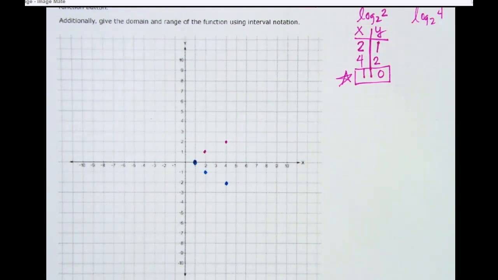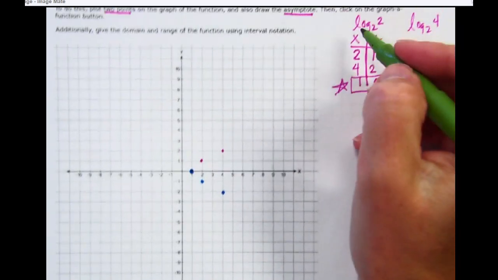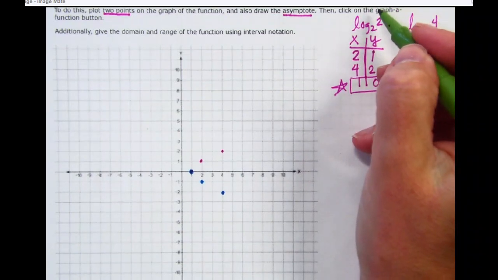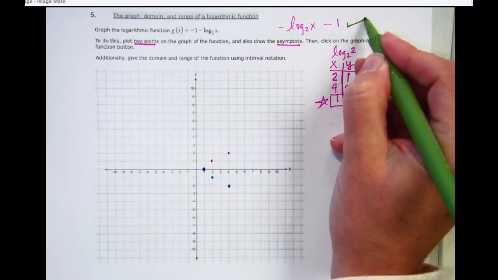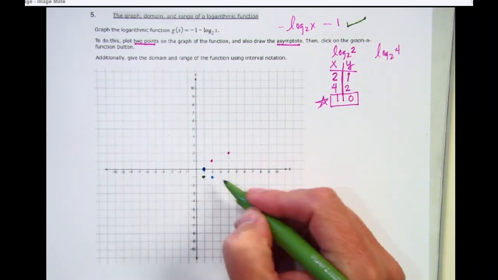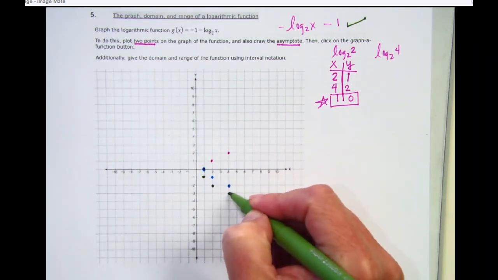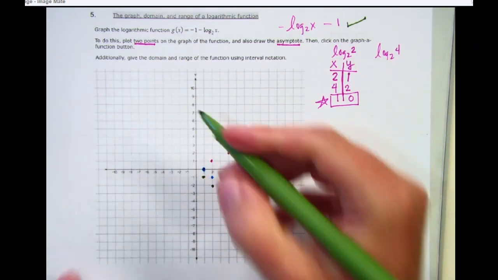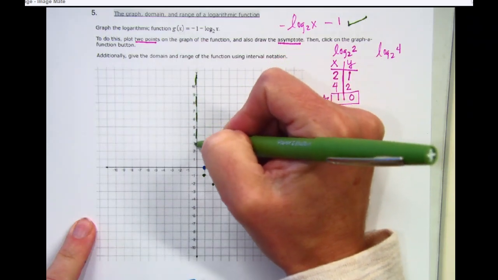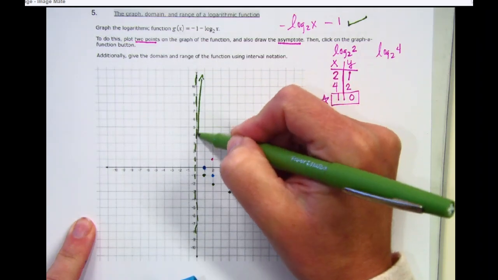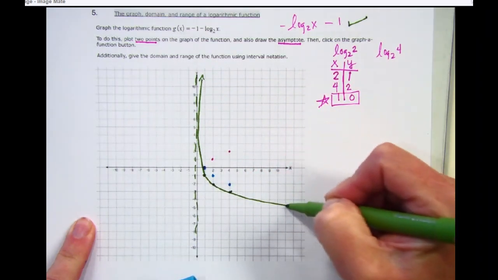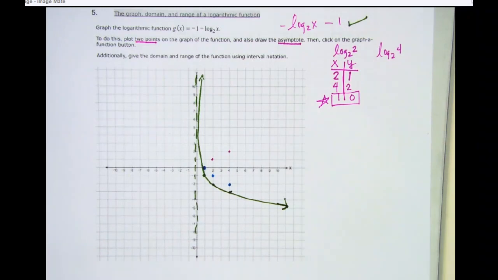And now what do we need to do? We need to move all of those down 1. So right there, I need to move it down 1. So down, down, down. Where would you place your asymptote? Right here. It will not graph it if you don't place your asymptote. And then it will connect the dots for you. Don't forget to go back and erase your points. You'll have to click those all gone.